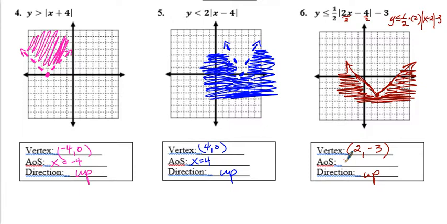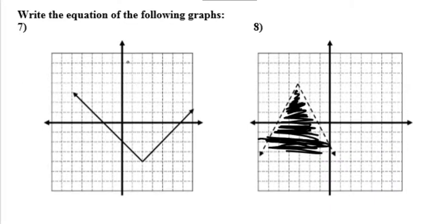What's our axis of symmetry? It's still x equals 2. All right? Now, we have taken the algebra and gone to the graph for these last 6 graphs. Let's take the graph and build the algebra now.